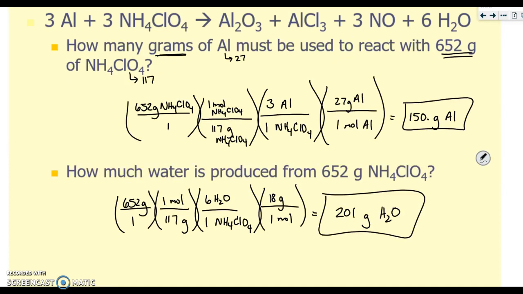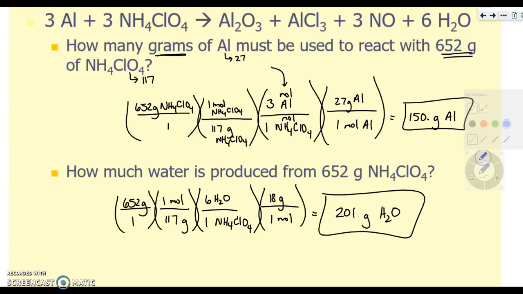Please check your answers. You start with your grams of the given over 1 mole over its molar mass. You'll notice here that I did not write the word mole. You still can. It's just not necessarily required. We're using the equation. And then the molar mass of what we're looking for is aluminum.